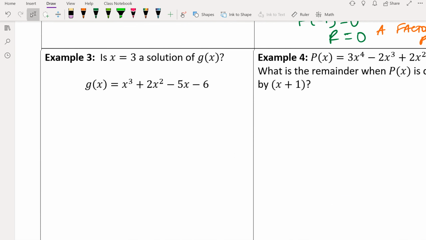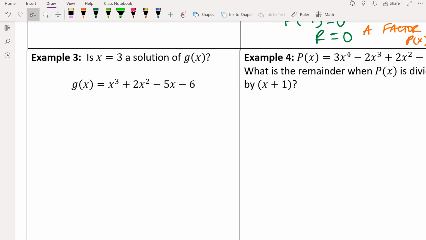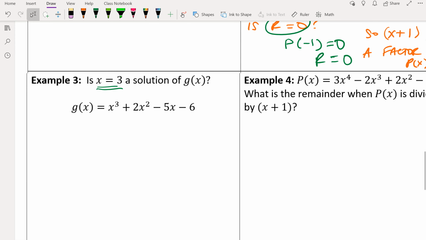Is x equals 3 a solution of g of x? Okay, this time we're looking at what x equals. That came from some kind of factor, potentially. So what would the factor be that would go with what x equals? If I were to write the factor, what would I put in here? I want you to tell me, what would I put in this factor? What goes in the parentheses for x equals 3? Go.